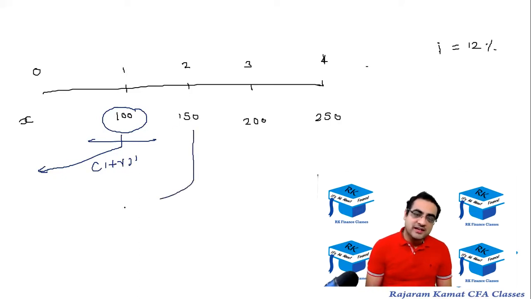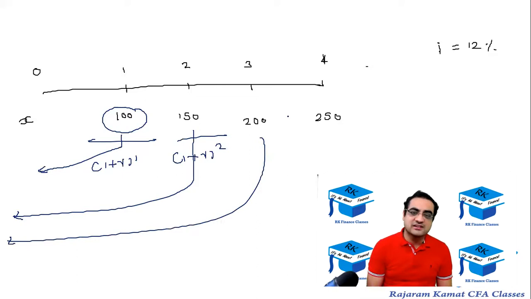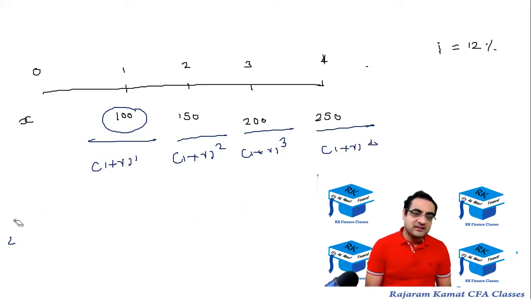This cash flow, you are taking it back by 2 years. So divide it by 1 plus r raised to 2. Similarly, this cash flow, bringing it back by 3 years. So divide it by 1 plus r raised to 3 and this by 1 plus r raised to 4. So take each cash flow separately. I repeat, take each cash flow separately back.